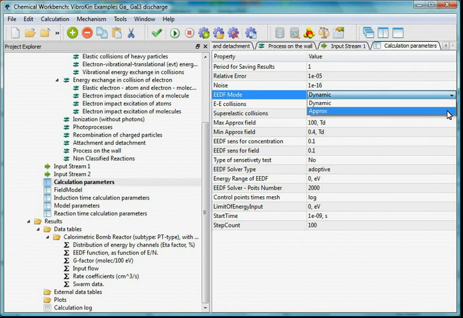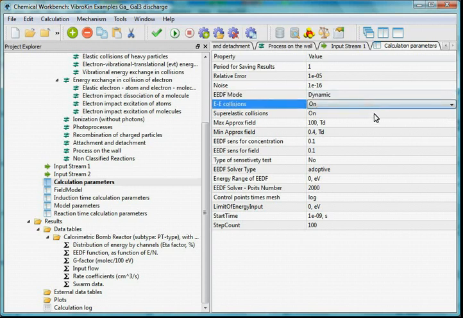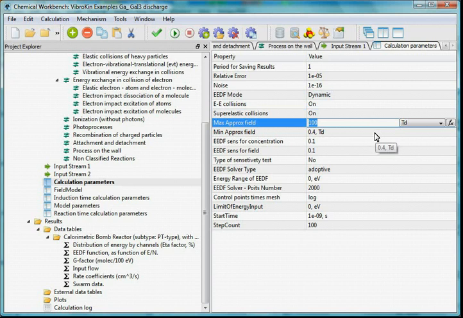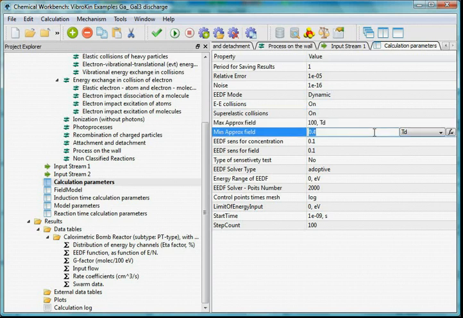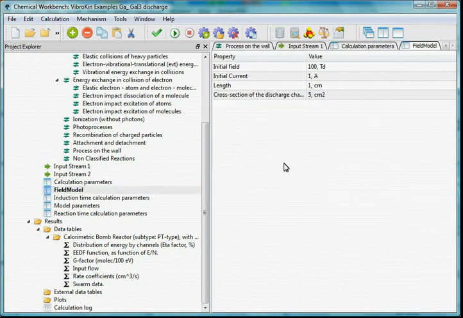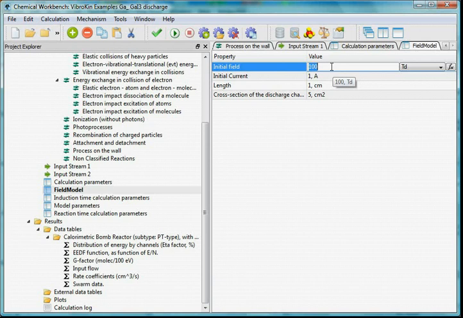In our calculation parameters, the EEDF mode must be equal to dynamic. Electron-electron collisions and superelastic collisions must be turned on. The EEDF will be calculated within values of maximal and minimum electric field. Field model parameters are also very important and contain parameters of the electrical circuit. The reduced electrical field strength is established automatically during the calculation run in order to obey the electron number density balance to maintain the given current.